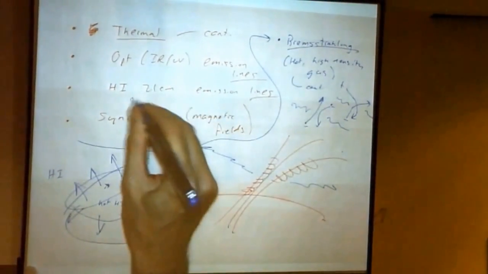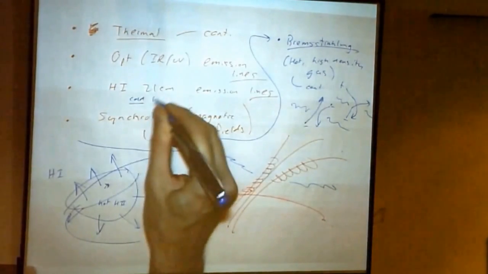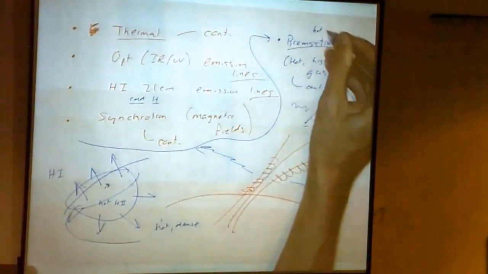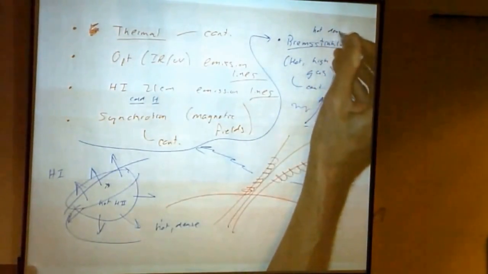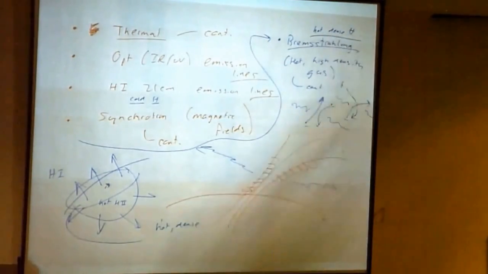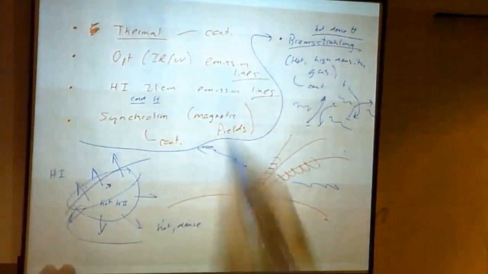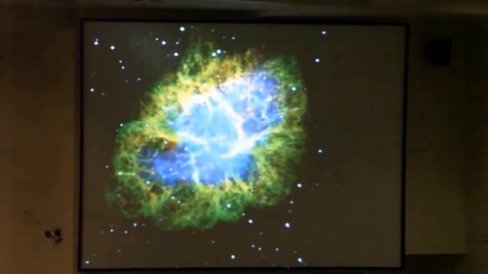So H1, we said this corresponds to cold hydrogen. Bremsstrahlung, you get this if you have hot and dense hydrogen. Synchrotron, you get if you have magnetic fields. What's this called? Anyone familiar with this object? Crab nebula, that's right. So it's also called a nebula, but physically it's a completely different process.